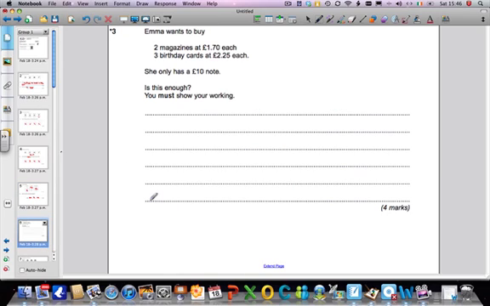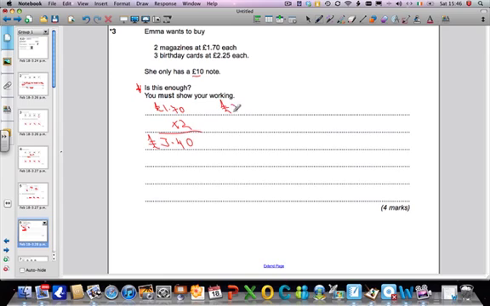Question 3. So Emma wants to buy 2 magazines at £1.70 each and 3 birthday cards at £2.25 each, and she only has a £10 note. So we want to know, is it enough? And it's important that you answer this question. You must answer this question to get full marks here. Right, so she's getting 2 magazines at £1.70 each. So £1.70 multiplied by 2 gives us a grand total of £3.40. So she spent £3.40 on magazines.